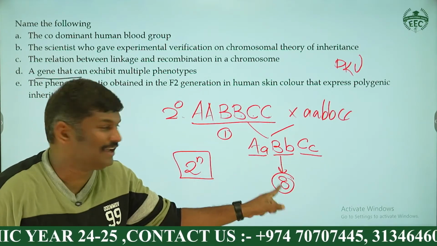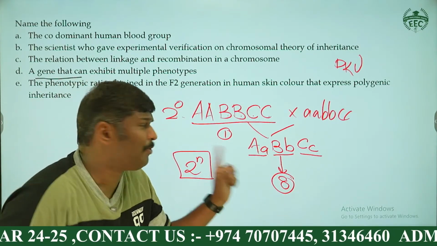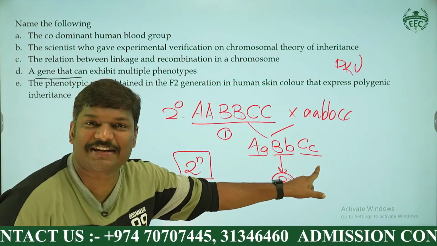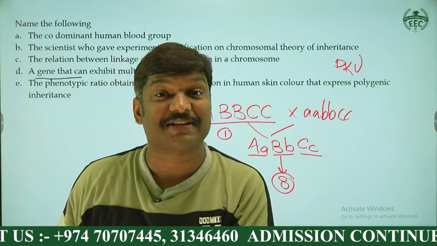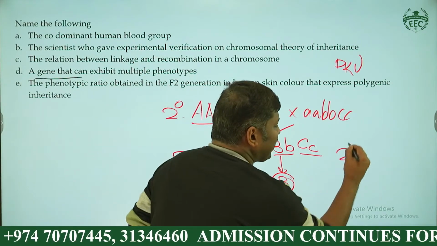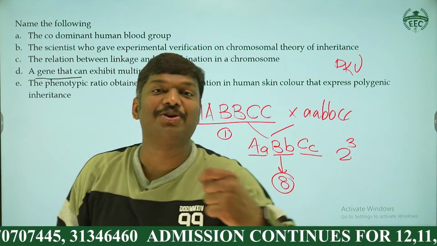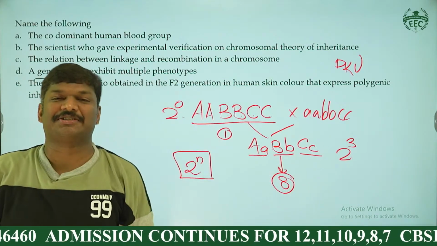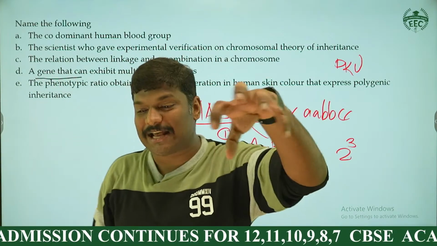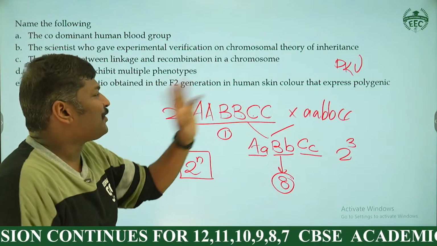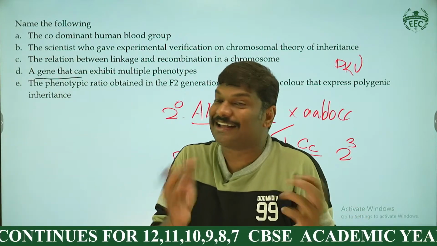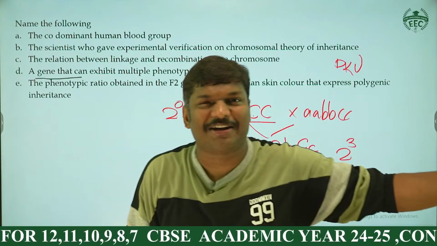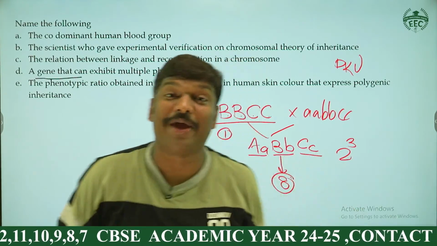But here you can see the first heterozygous condition, the second heterozygous condition, the third heterozygous condition. So how many heterozygous conditions? 3. So that's why 2 raised to 3, 2 into 2 into 2, 2 into 2 is 4, 4 into 2 is 8. That's the reason for 8 gametes. So 8 gametes are produced, my dear student, and under this particular category the question is not about the gametes. If one parent can produce 8 gametes, the other parent can also produce 8 gametes. So 8 into 8.